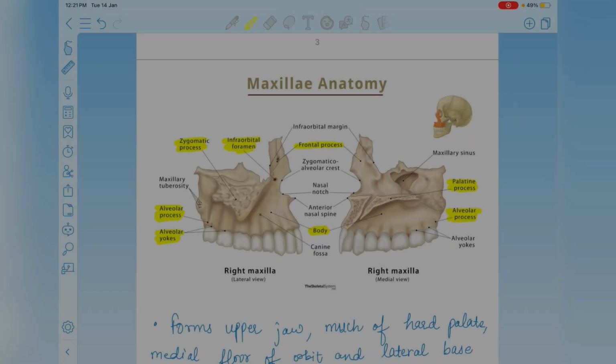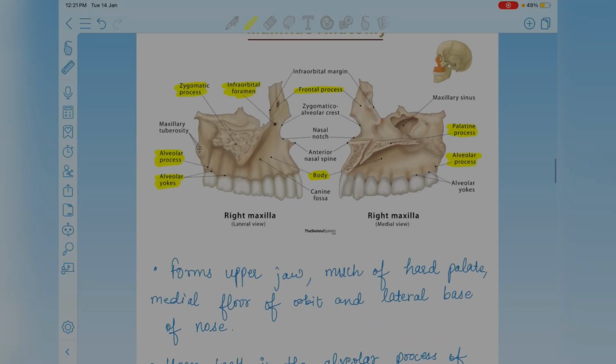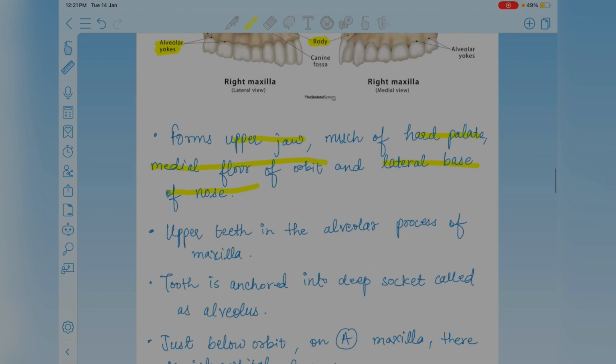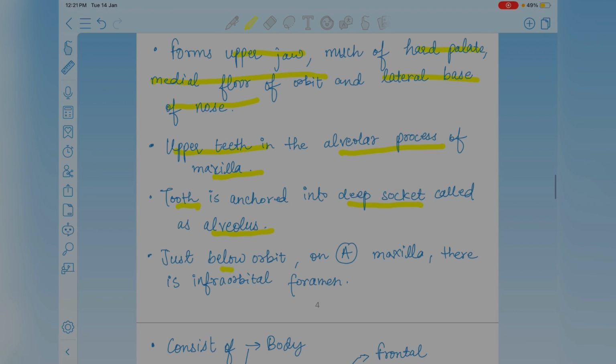So now continue with the maxillary bone. The maxillary forms the upper jaw, much of the hard palate, the floor of the orbit and the lateral base of the nose. The upper teeth are present in the alveolar process of the maxilla, and each tooth is encased within a deep socket that is called the alveolus. Just below the orbit, on the anterior maxillary bone, there is the infraorbital foramen.